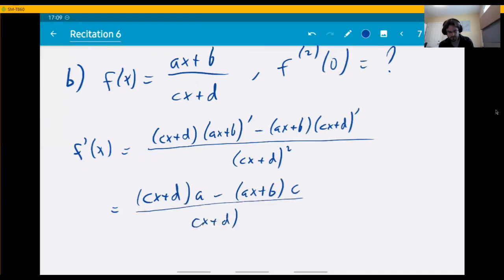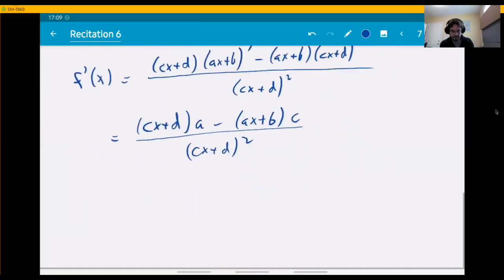Now, it's not a good idea to leave it like this, because the simplification is very easy and very helpful. You see that there is an a times cx, but then there's minus c times ax. Those are going to go away. The only thing that's going to be left is AD minus BC.